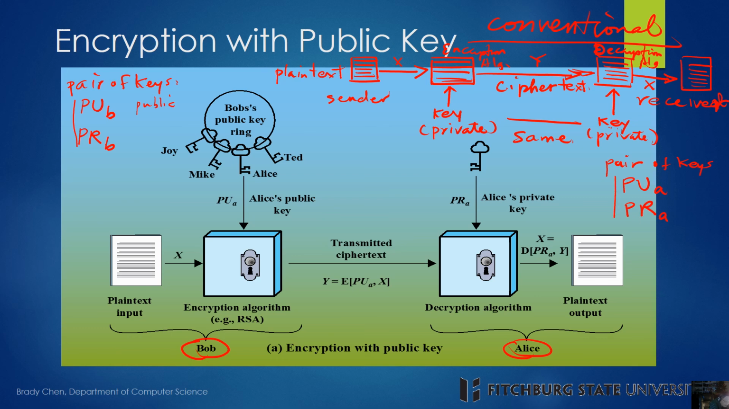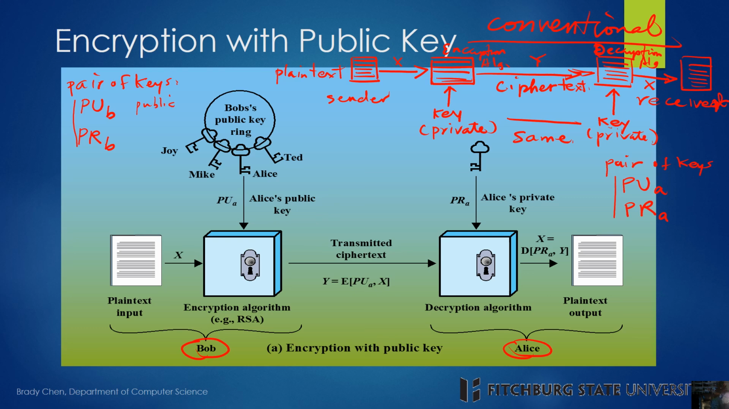Okay. Now, Bob needs to create his public key and a private key, and Alice needs to create her own public key and a private key. Now, each one needs to make the public key public, which means they need to make sure that their public keys are accessible by everyone. Okay.